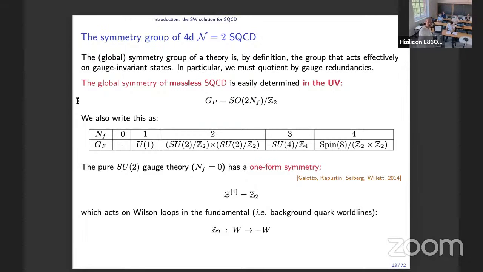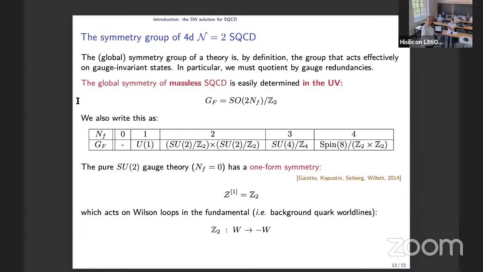Similarly, for Nf equal 3, it's SO(6). The simply connected group is SU(4), so Spin(6), and then you mod by Z4, that's the same as SO(6) mod Z2. And similarly for Nf equal 4, that's Spin(8) mod Z2 times Z2. For Nf equal 0, there is no flavor symmetry, but there is an interesting symmetry, which is the so-called one-form symmetry.